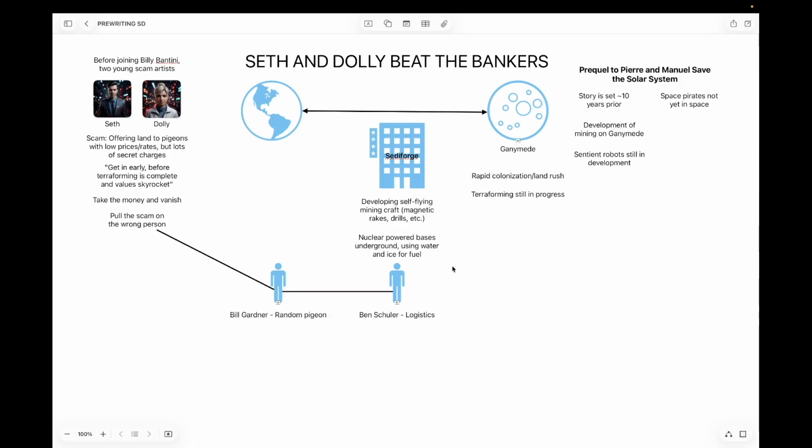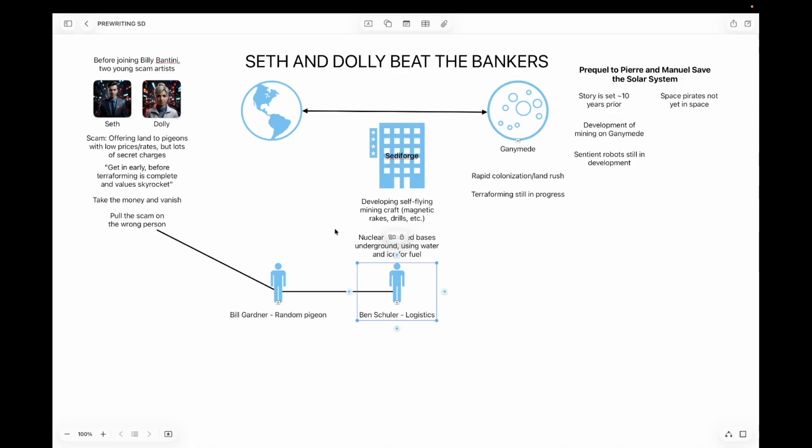Now, what is the scam that they end up running into? Ben Schuler might not like that his friend got caught, and he might pursue these two. Maybe Ben Schuler will go after them. Maybe he will say, all right, you two bastards, you went after my friend, and I don't appreciate it. Now you're going to do something for me. I don't know. It could be something like that.